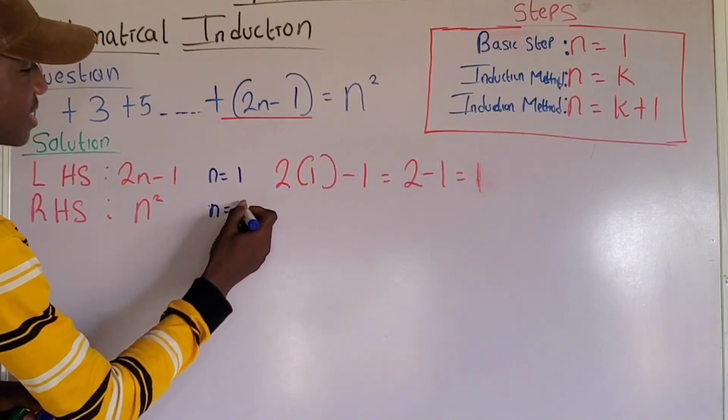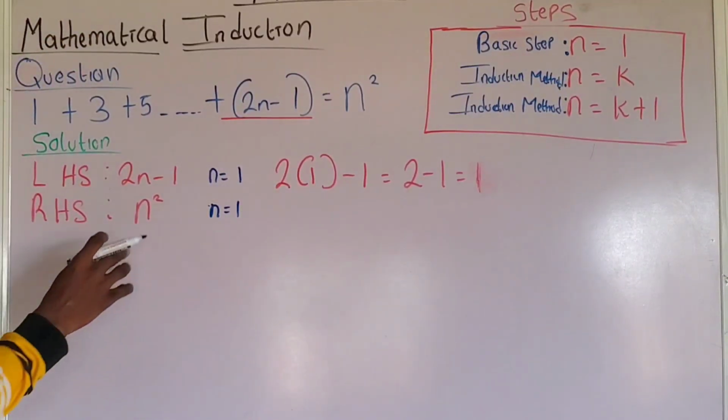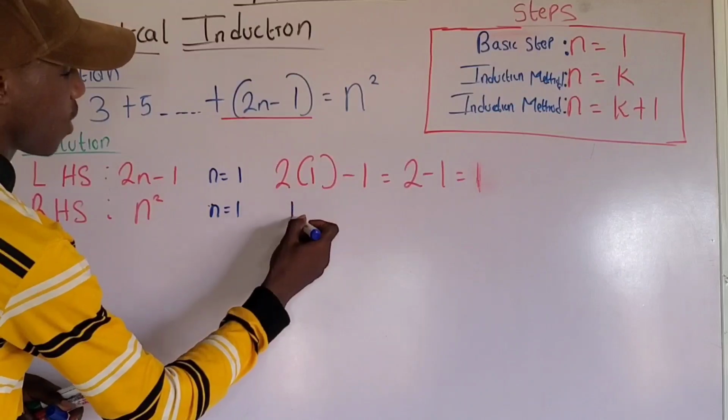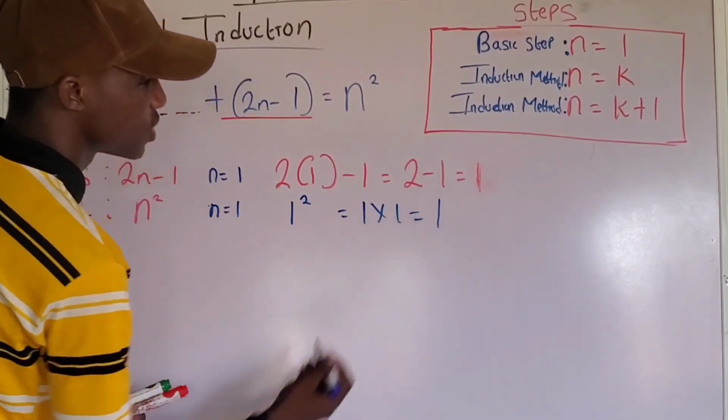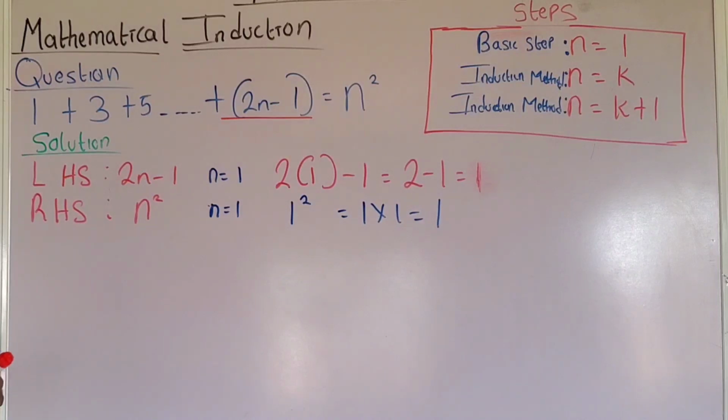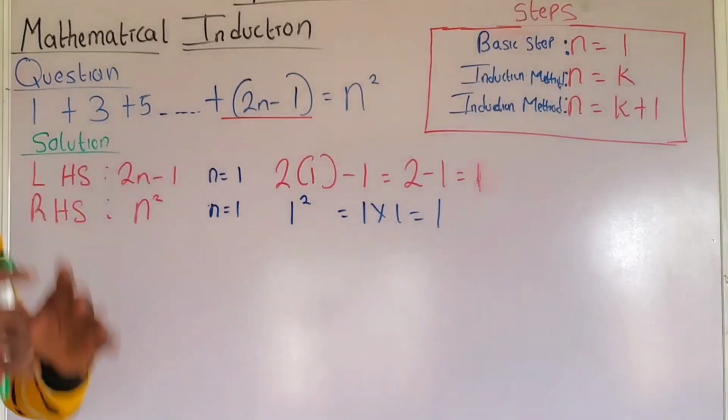Now let us test when n is equal to 1 for the RHS, that is the right-hand side. We are going to replace n as 1, so I'm going to have 1 raised to the power of 2. 1 raised to the power of 2 is what? 1 times 1. 1 times 1 is what? 1. So that means that the statement satisfies the first step, okay?